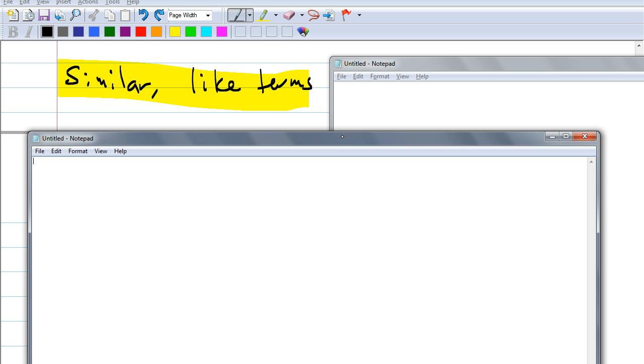Right? What about x and x? Are they like terms? Yeah. What about 3 and 5? Are they like terms? What about x squared and 5x squared? Yeah. How would you describe those things in words? Do you want to try?